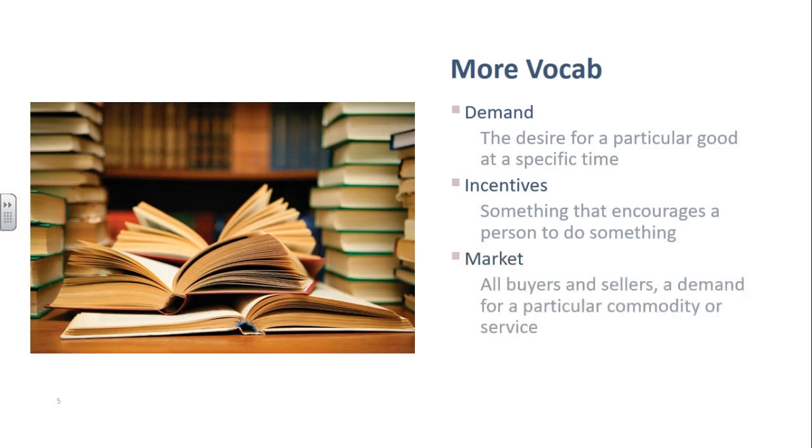Market is all buyers and sellers in an economy, okay? So everyone is buying something, everyone is selling something, that's going to go into the market. It's a demand for a particular commodity or service. So how many people want a certain thing or a certain service at that time. Consumer is a person who is buying or consuming something. So they're the ones who are getting the service received. You go to get your oil changed in your car, okay, you're going to be the consumer of that oil change.